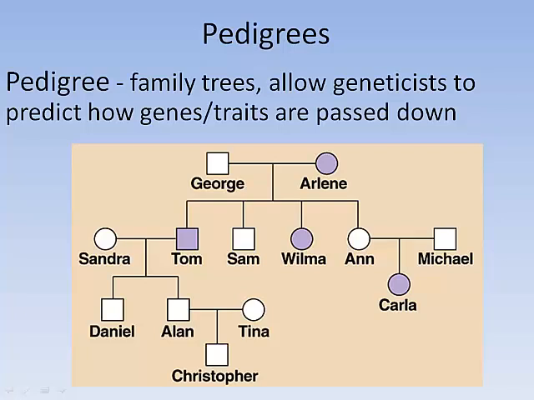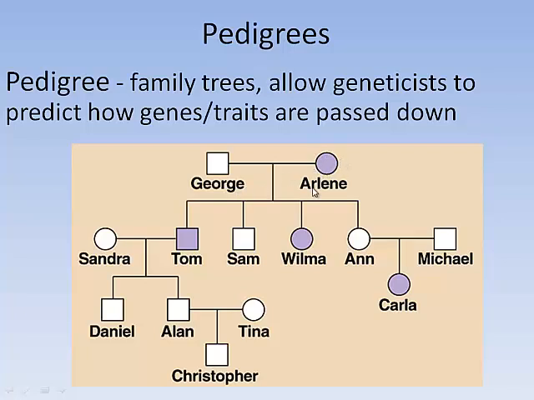Then we're going to look at pedigrees. Pedigrees are family trees, and a pedigree is a tool that geneticists use to examine how traits are passed down. And this particular pedigree shows a man, George. Males are squares and females are round.